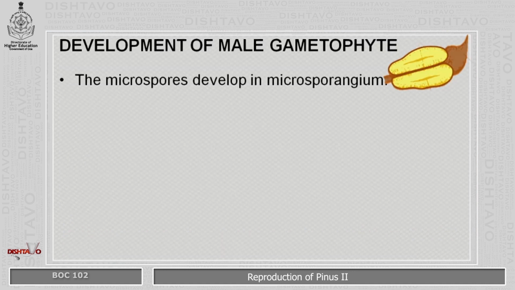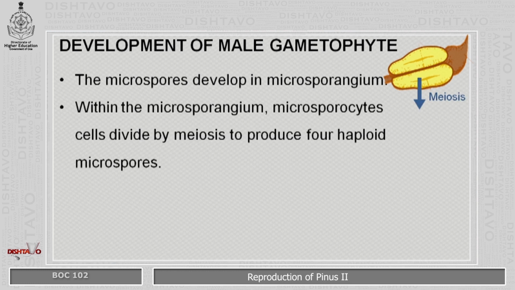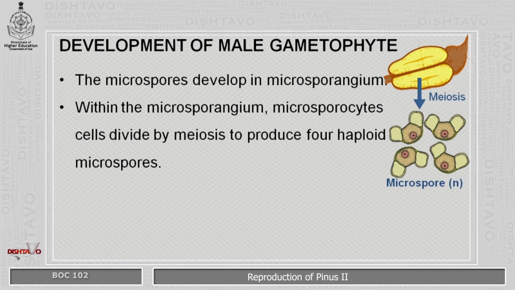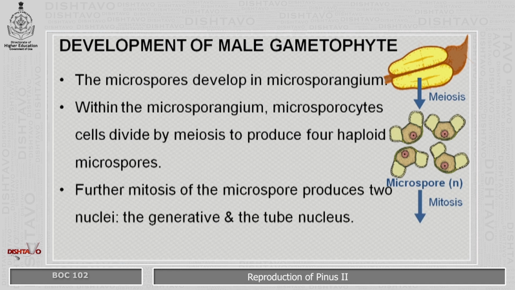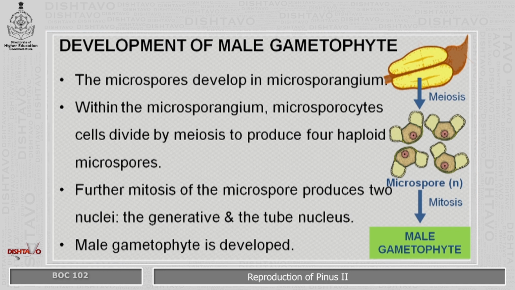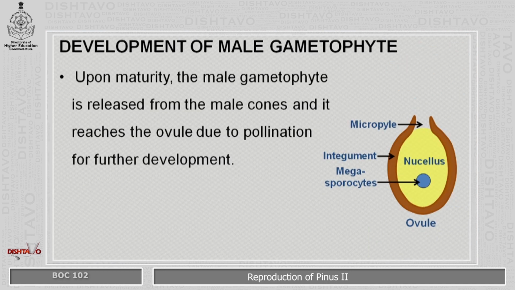Development of the male gametophyte. The microspore develops in the microsporangium. Within the microsporangium, microsporocytes divide by meiosis to produce 4 haploid microspores. Further, mitosis of this microspore produces 2 nuclei, the generative cell and the tube nucleus, which develop into the male gametophyte. Upon maturity, the male gametophyte is released from the male cone and reaches the ovule by pollination for further development.